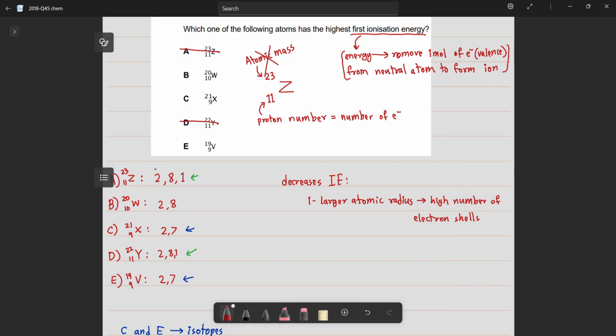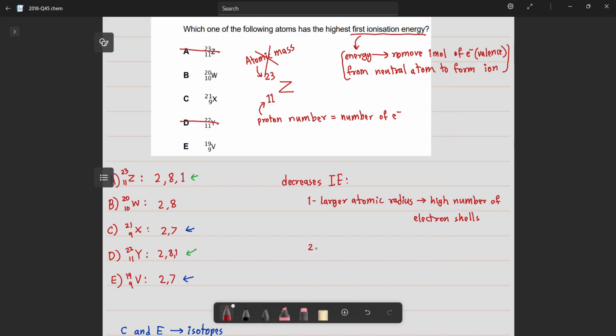What this means is like 1, 2, 3. So they have 3 electron shells, whereas the others, which are B, C, and E, have only 2 electron shells. So they must have higher ionization energy compared to options A and D. That's why we cancel out options A and D. And since C and E are isotopes to each other, we'll consider them as just one, the same element, since they have the same electronic configuration.